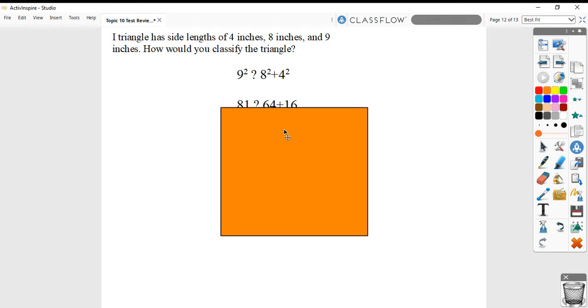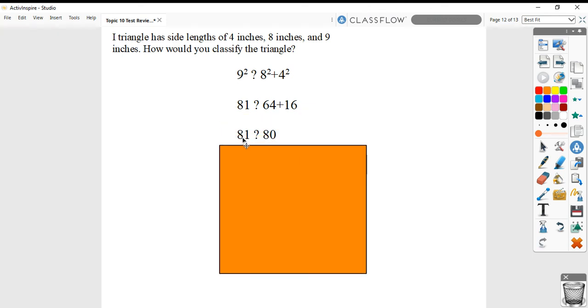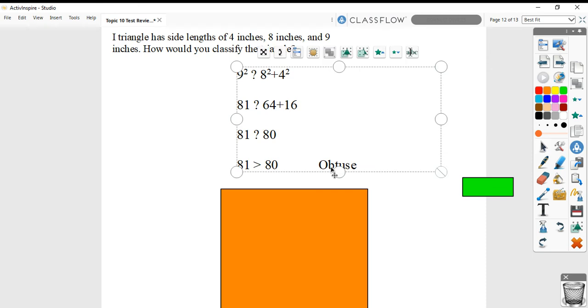Doing the quick math, 81 is 9 squared, 8 squared is 64, 4 squared is 16. We add all that up, and we're looking for the relationship between 81 and 80. Well, we know that 81 is greater than 80. Common sense tells us that 81 is more than 80. But what that means is that c squared is greater than a squared plus b squared. So it must be an obtuse triangle. That's the answer we were looking for: obtuse.